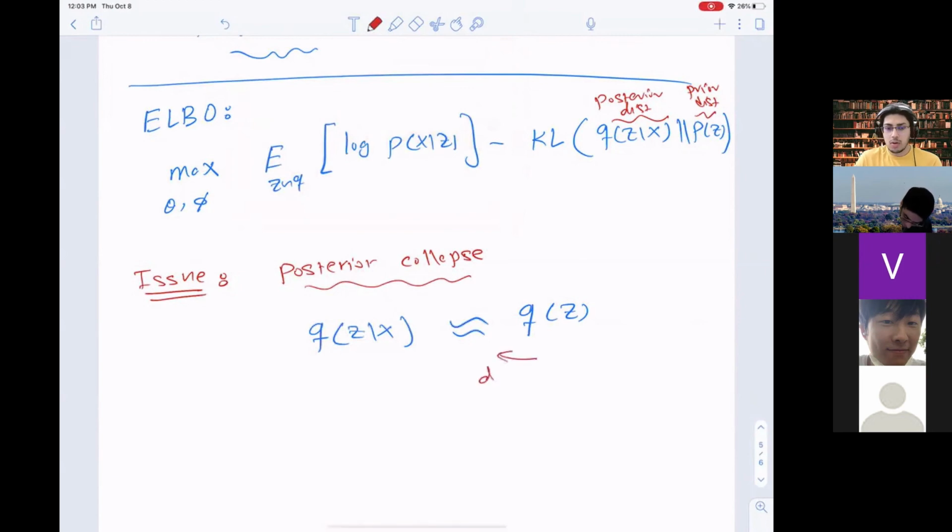Dependence on x is very weak. So that's not good, right? Because you are basically using the information encoded in your latent space in order to have a good generative model at the end of the day. So these models usually lack diversity of the samples, and they are not good generative models when you end up in this situation.